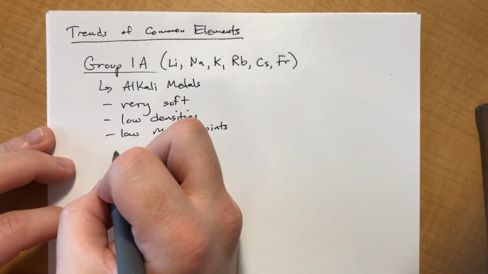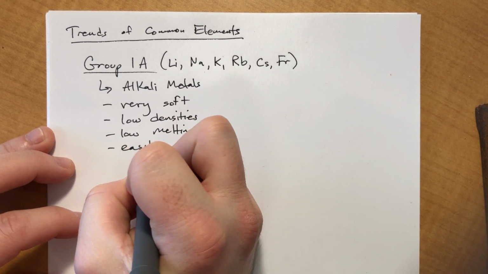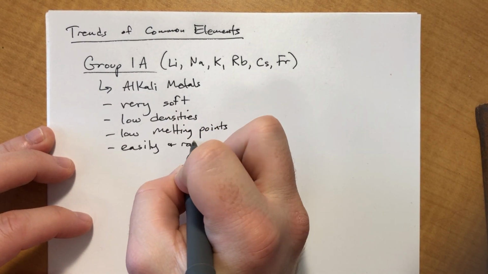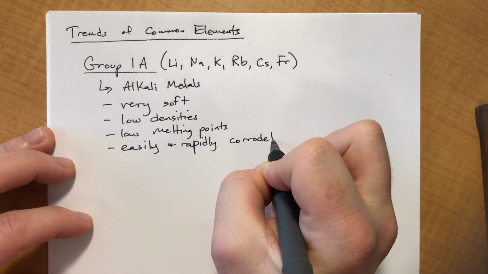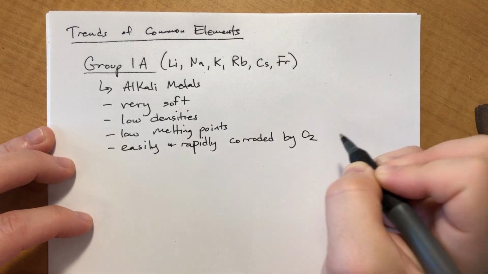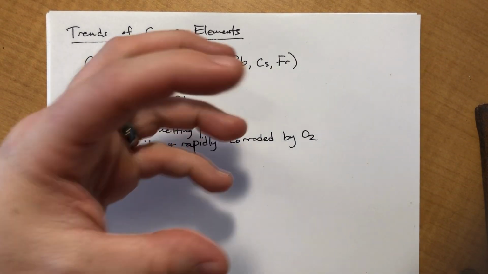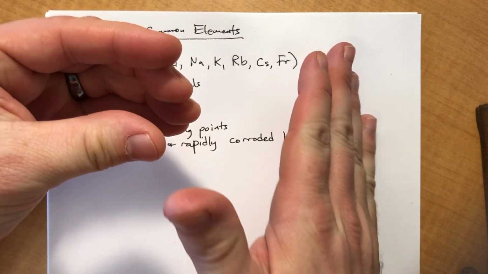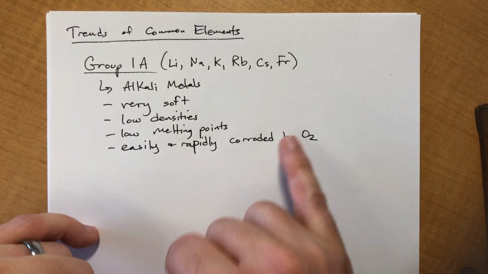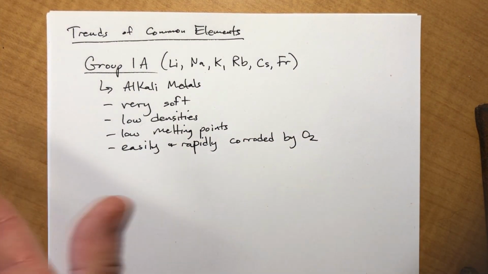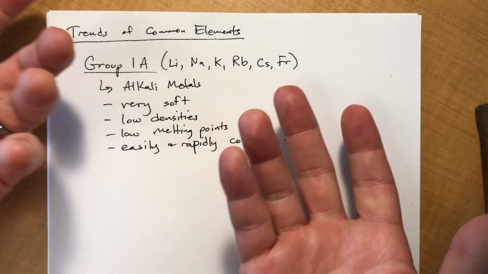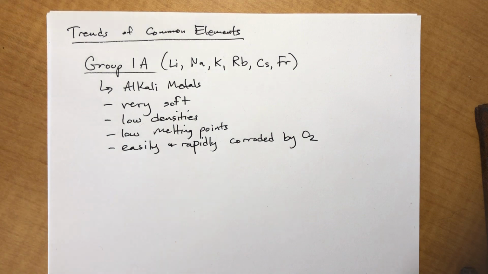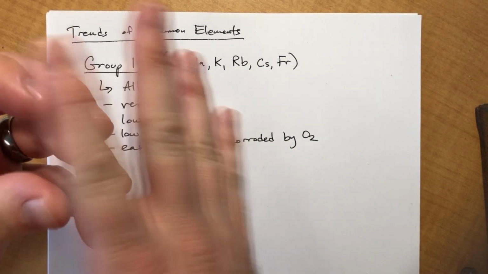They are easily and rapidly corroded by oxygen. So if you had a chunk of sodium and you sliced into it, the outside would be all crusty and gross looking because it would look like the equivalent of rust for sodium. It's very easy to slice, and the inside is shiny. It looks like metal, kind of like aluminum foil. But within seconds, it becomes corroded and gross again.